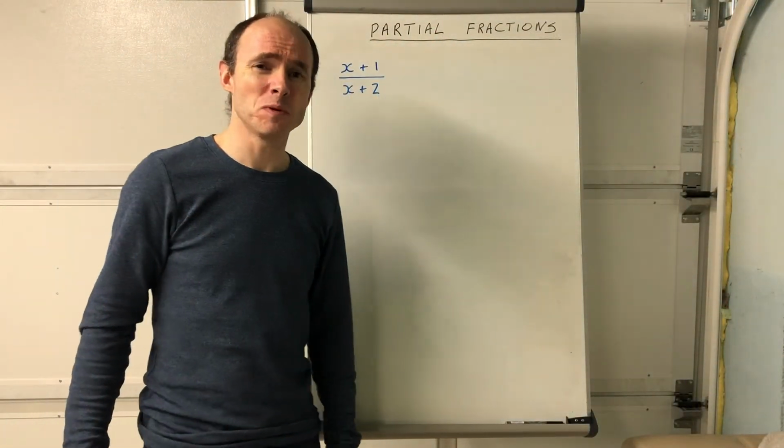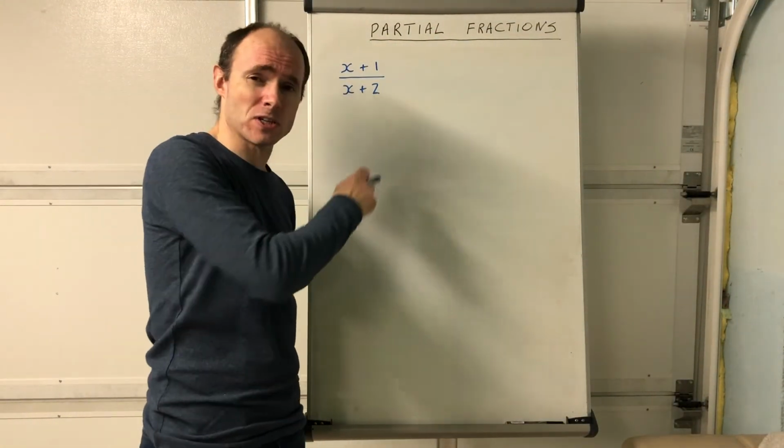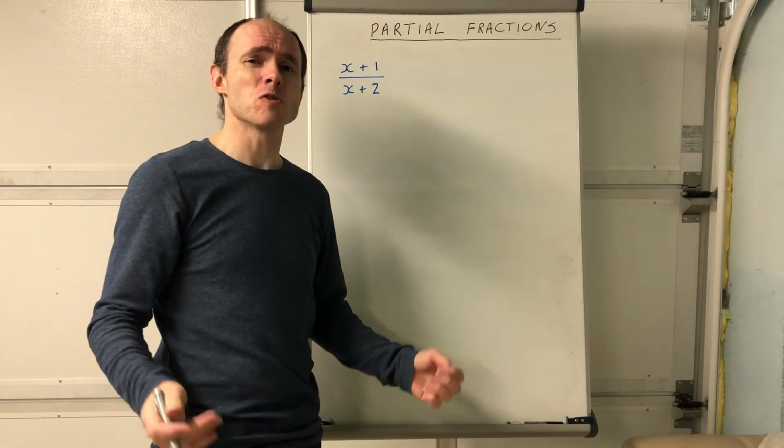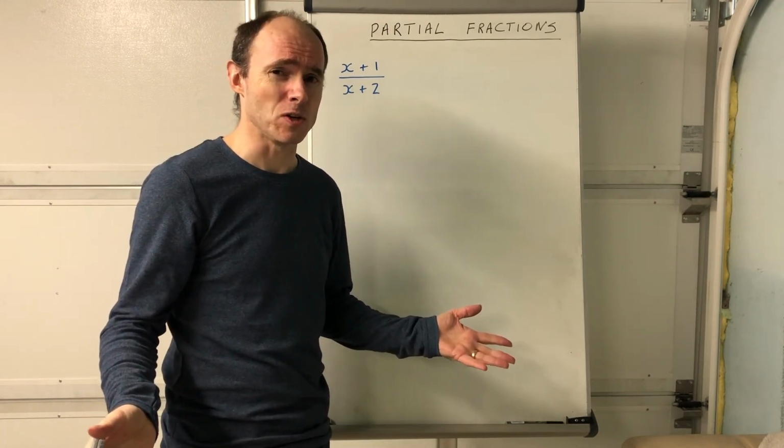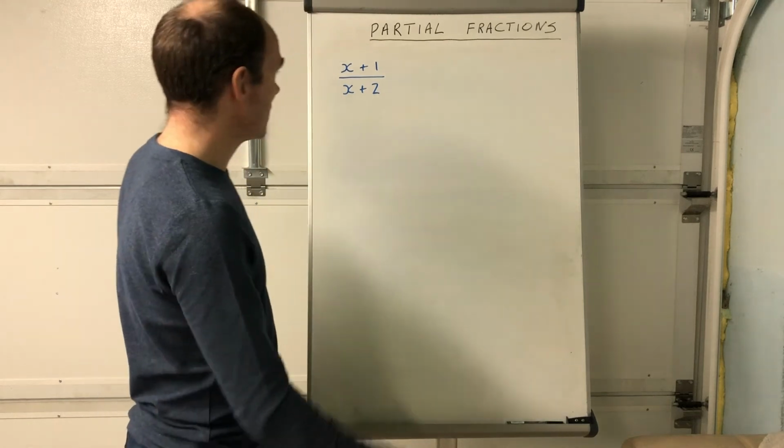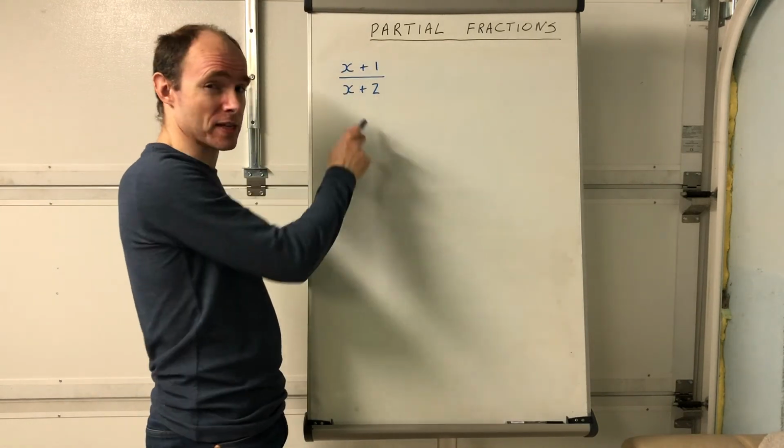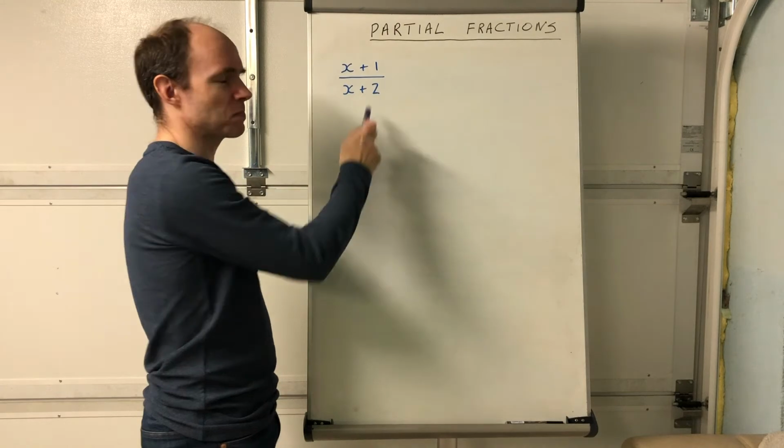Okay, so my next example, clearly another top-heavy fraction, another improper fraction, okay? But let me show you a really nice, quick and simple method that you could use, okay? In an example like this, notice how similar the numerator and denominator are. x plus 1, x plus 2.